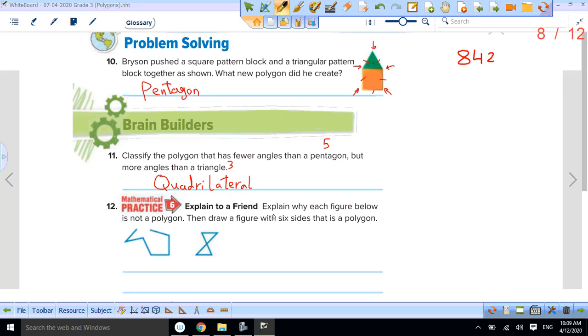Okay. Now explain why each figure below is not a polygon. Then draw a figure with 6 sides that is a polygon. The first one. Why is this one not a polygon? The definition of a polygon, it is what? It is a closed two-dimensional figure. This is not closed. So the first condition is not met: it is not closed.